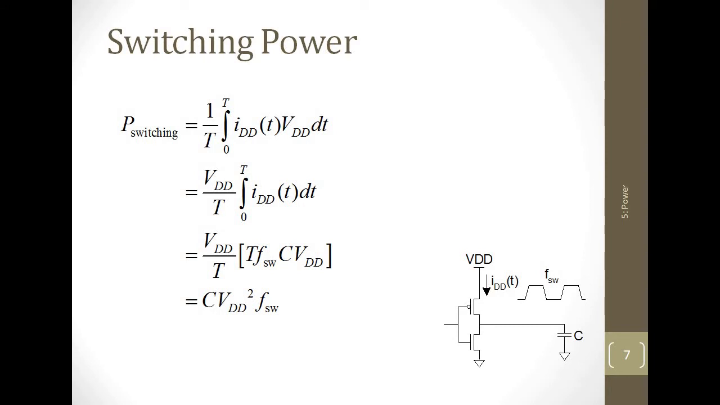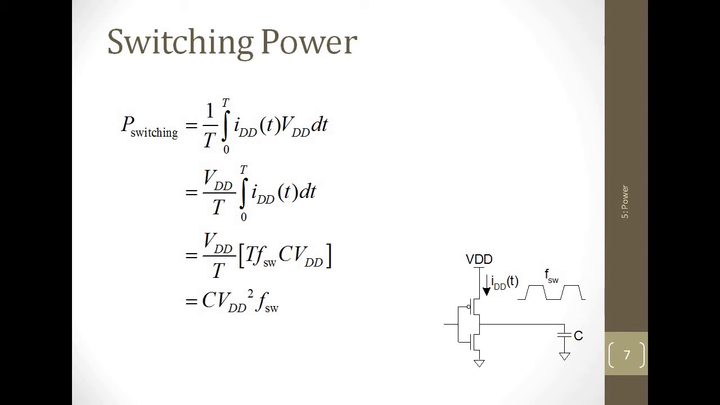Switching power is indicated as P switching. When does the switching take place? When the input changes from 0 to VDD or VDD to 0, then the switching of these two MOSFETs takes place, by which the output also will switch from high to low and low to high. So in these two switching cases, what will be the switching power?